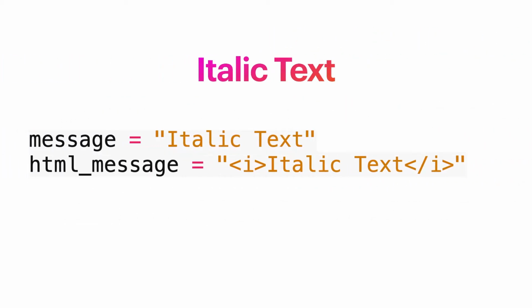Another addition of HTML modifications is the ability to add italics, to italicize text. So you can create our message variable once again, but this time our HTML message variable will have an I tag and a closing I tag, and anything inside of that will be italicized.